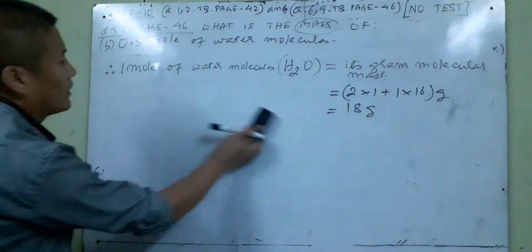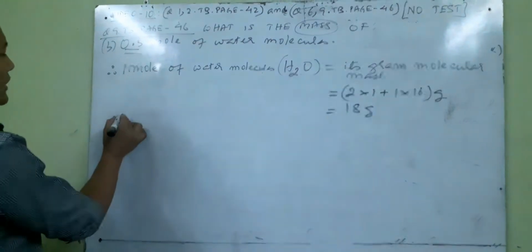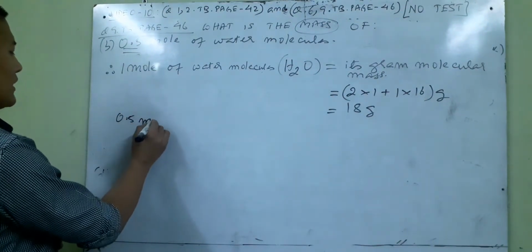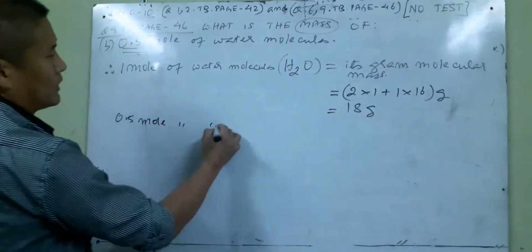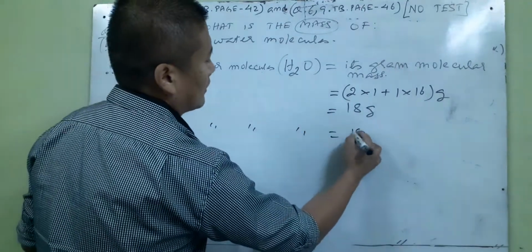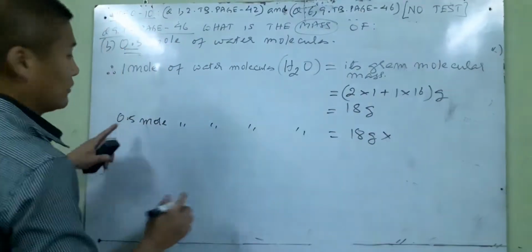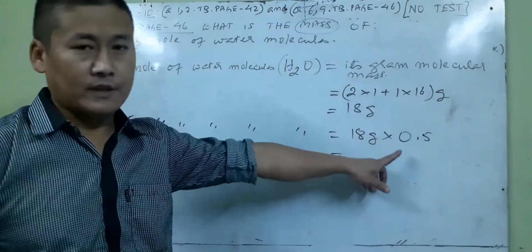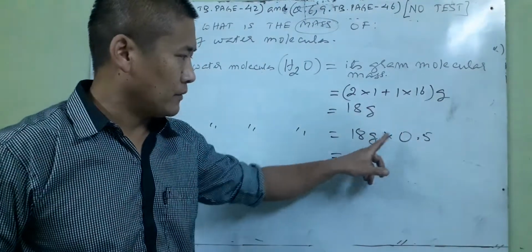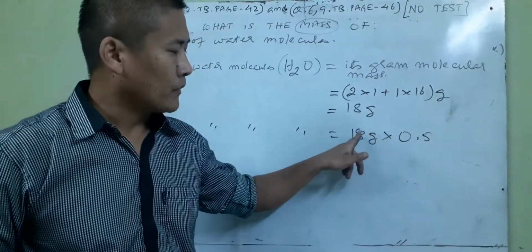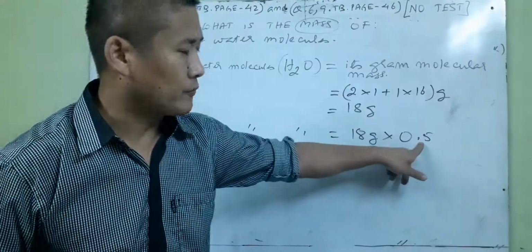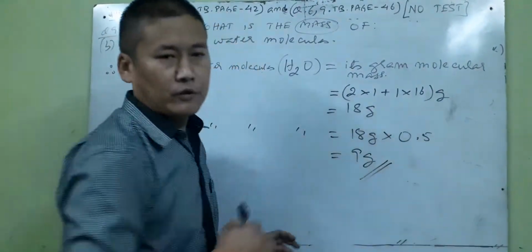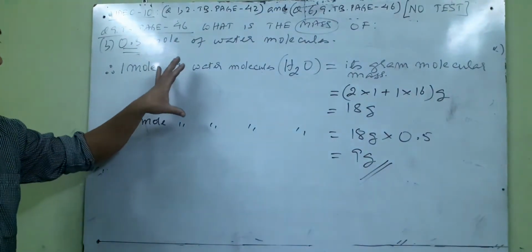So we have to find it out for 0.5. So write here 0.5 mole of water molecule is equal to 18 grams, same number, multiplied by 0.5. And we have been discussing that 0.5 means half. So when we multiply 0.5 to 18, 18 will become half. Half of 18 is common sense, 9 grams. So we don't even need to go rough if we know that.